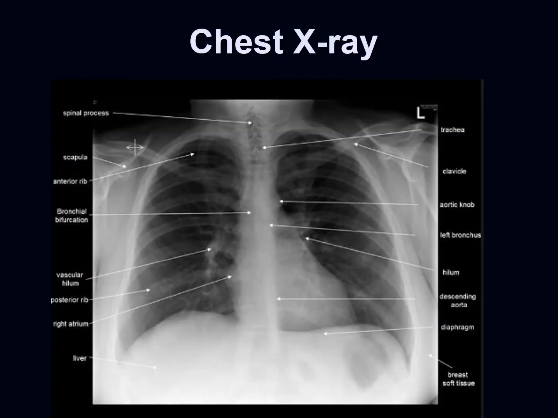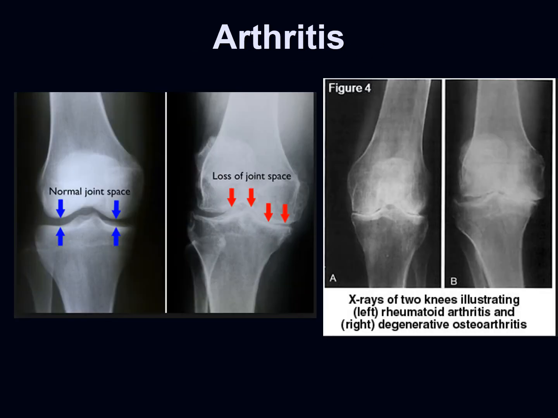A chest X-ray is the most common exam performed. X-rays can be taken to look at a lot of different things, not just broken bones. These images show you what a normal knee looks like compared to a knee that has arthritis. The blue arrows are pointing to what a normal joint space in the knee should look like. The red arrows show a loss of joint space.